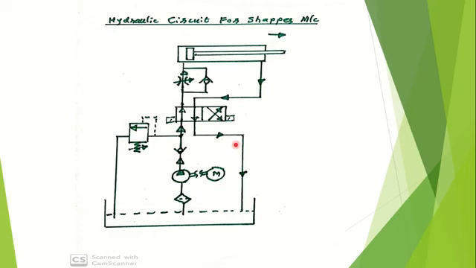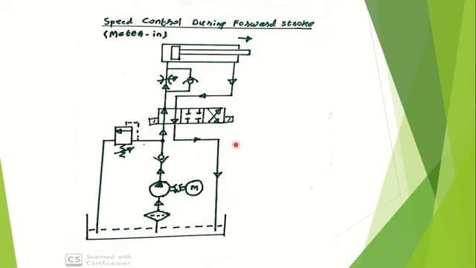Let us discuss another type of hydraulic system, that is speed control during the forward stroke. So this is the hydraulic circuit for speed control during the forward stroke. Similarly, if the question is asked to draw the hydraulic circuit for meter in, you can draw the same circuitry.